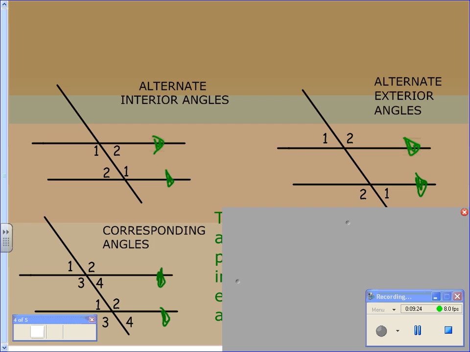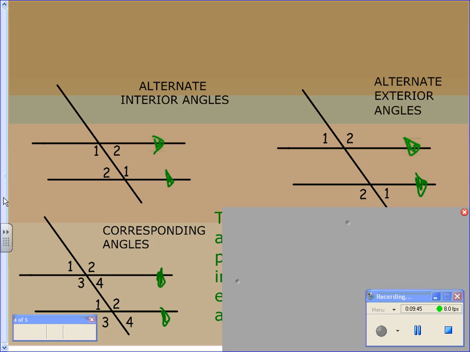We also have corresponding angles. Yeah, I went over them, but they haven't been in an actual lesson. It drives me crazy that they wait until lesson 30 to do this. I don't know why they wait so long. Yeah, you've been using them.